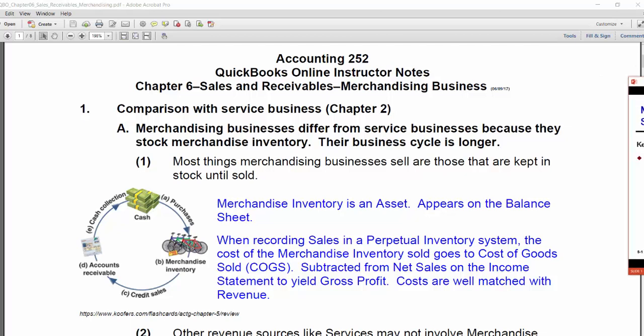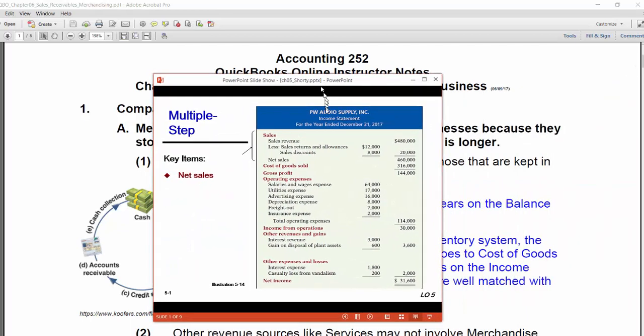You'll see it pop up on a multiple step income statement such as this one. First we have sales or net sales, and then we subtract cost of goods sold to give us gross profit. After that, operating expenses like rent and so forth are subtracted to give us income from operations, or operating income. Then other revenues and gains and other expenses and losses finally get us down to net income.